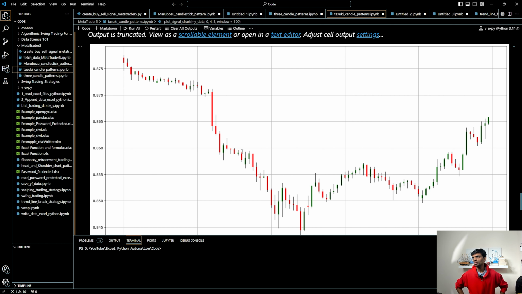It will not show you the buy or sell signal, not because there is no code, because of course there is code for the buy and sell signal, but like I said, this pattern itself is very rare.